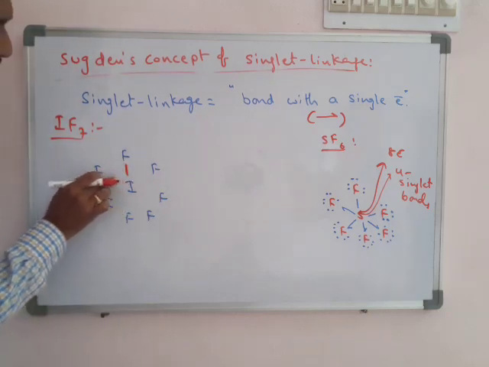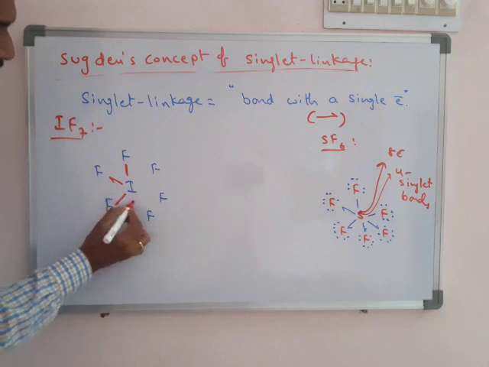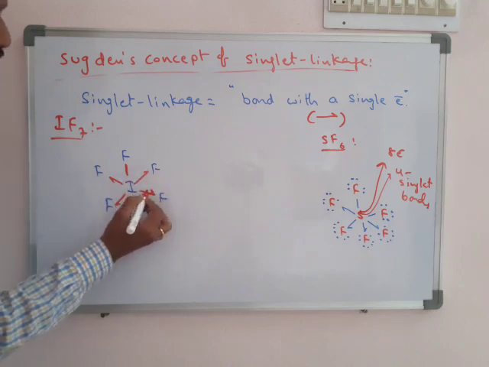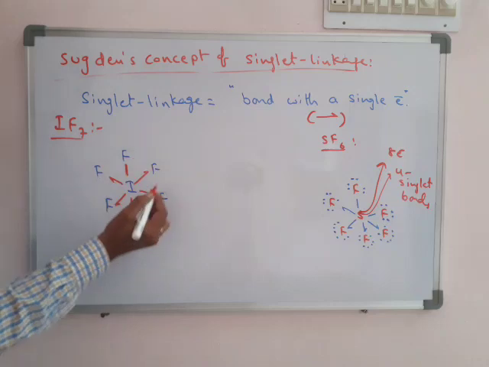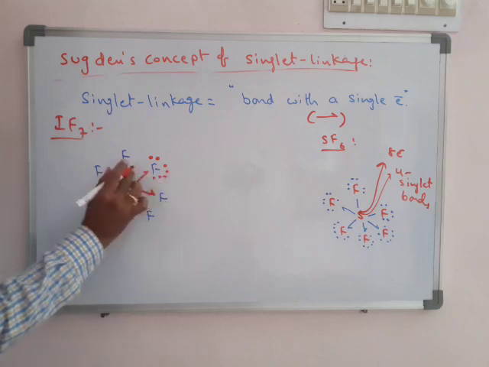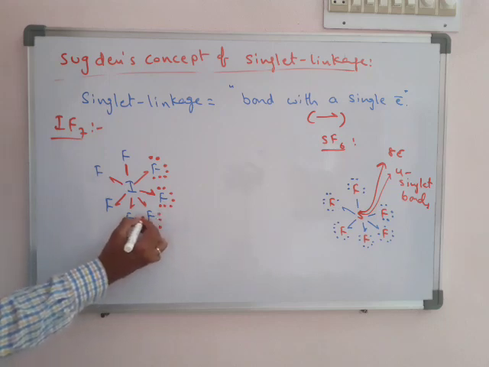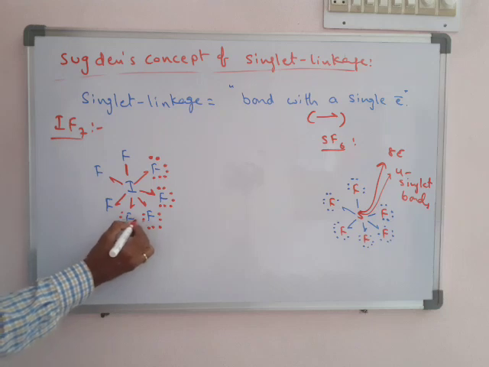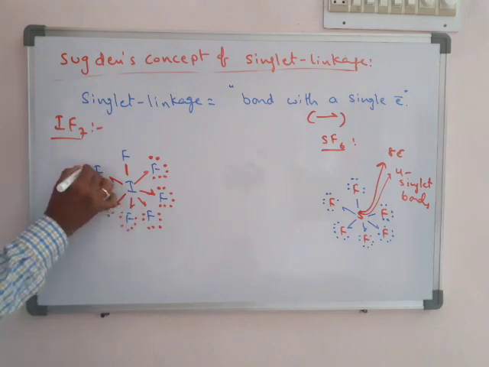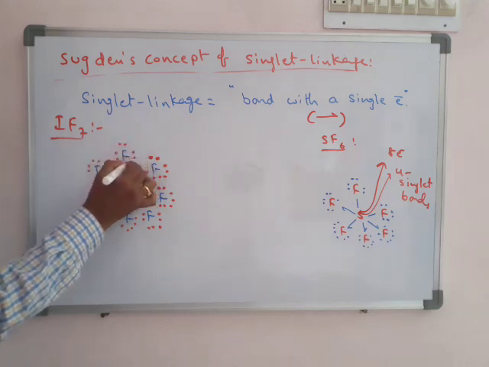Iodine needs 8; here 2 are used by the normal bond. So the remaining 6 should be singlet linkages. Here the half arrow marks are the 1 electron bonds: 6, 7, 8. For the remaining fluorines, 1, 2, 3, 4, 5, 6, 7, this is 8. Normal bond 2 electrons, then 6, 7, 8.